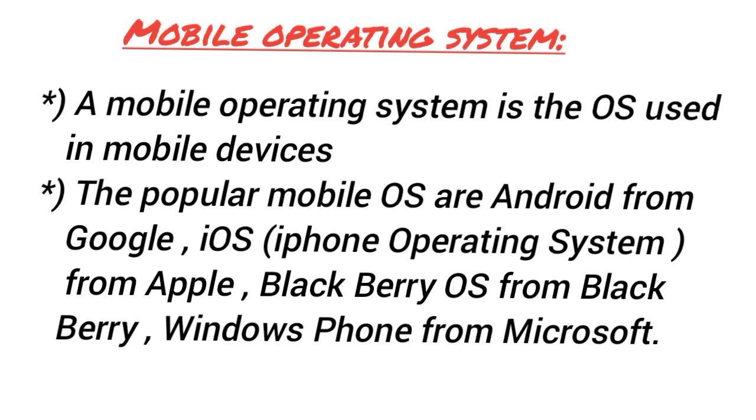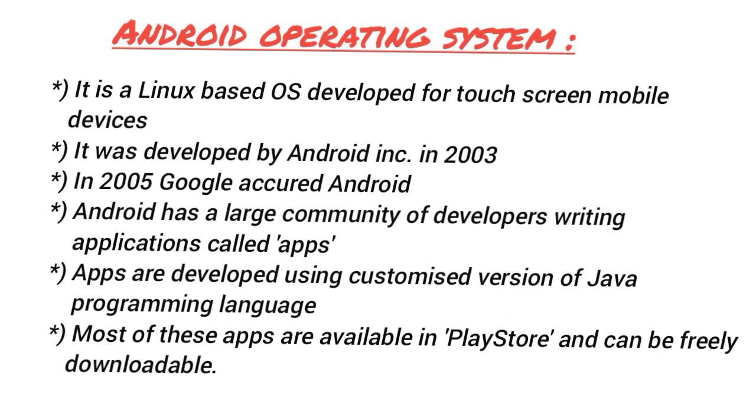Mobile operating system. A mobile operating system is the OS used in mobile devices. Popular mobile OS are Android from Google, iOS, iPhone operating system from Apple, BlackBerry OS from BlackBerry, Windows Phone from Microsoft. Android operating system. It is a Linux-based OS developed for touchscreen mobile devices.